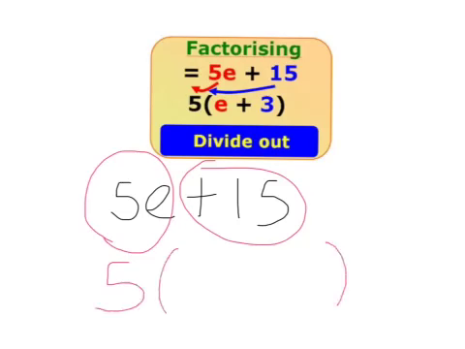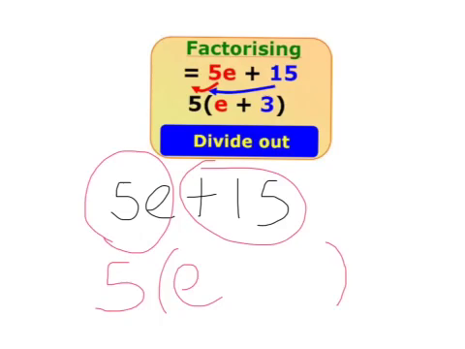I then need to go back to the 5e. So what do I need to times 5 by to make 5e? And the answer would be e. Think back to when we were expanding brackets. That would be our first smile, wouldn't it? 5 times e would give me the 5e.